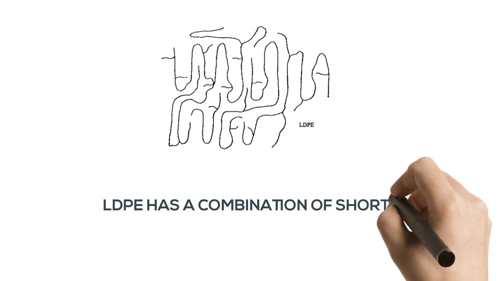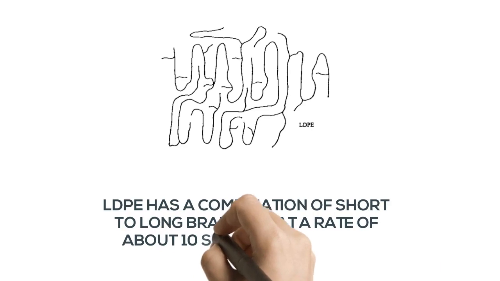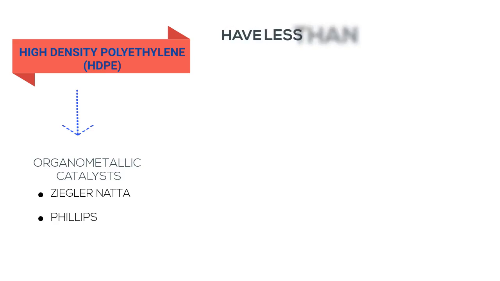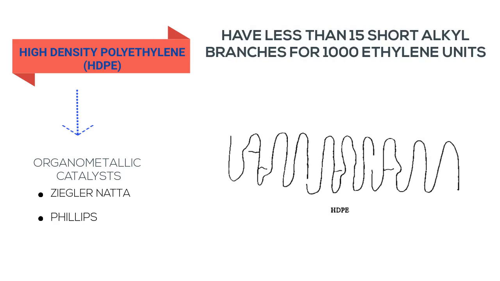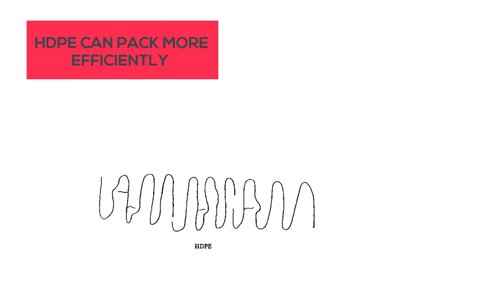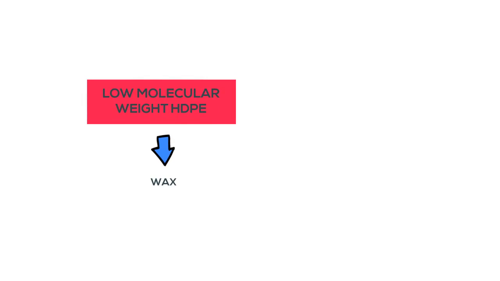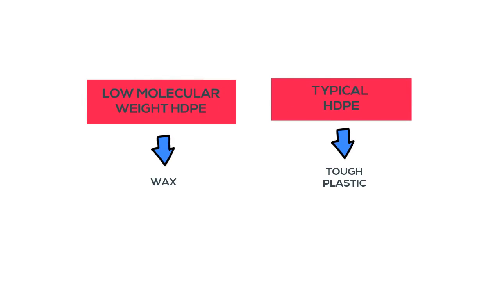LDPE has a combination of short to long branches at a rate of about 10 short branches to every long branch. High-density polyethylene, produced using organometallic catalysts such as the Ziegler-Natta or Phillips catalysts, has less than 15 short alkyl branches for 1,000 ethylene units, because of the regular structure of the ethylene units themselves and the low extent of branching. HDPE chains can pack more efficiently, resulting in a material with greater crystallinity, higher density, with increased chemical resistance, hardness, stiffness, barrier properties, melting point, and tensile strength. Low molecular weight HDPE is a wax, while typically HDPE is a tough plastic.